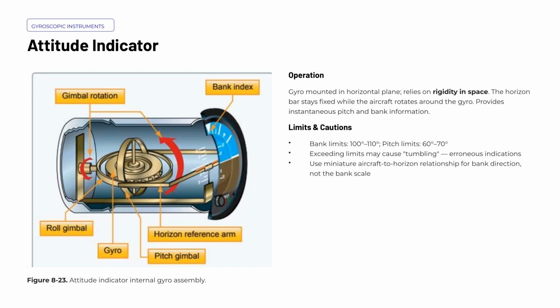Be aware of the instrument's physical limits. Bank indications are reliable up to approximately 100 to 110 degrees, and pitch indications up to about 60 to 70 degrees. If the aircraft exceeds these limits, the gyro can tumble, meaning it loses its reference orientation and begins displaying completely erroneous information. After a tumble, the instrument must be allowed to re-erect before it can be trusted again. Always cross-check your other instruments to catch this situation early.